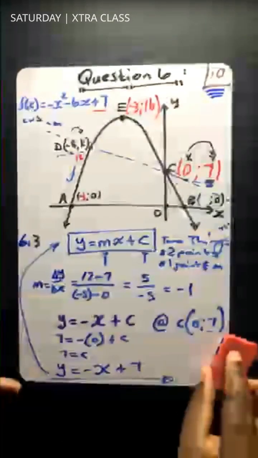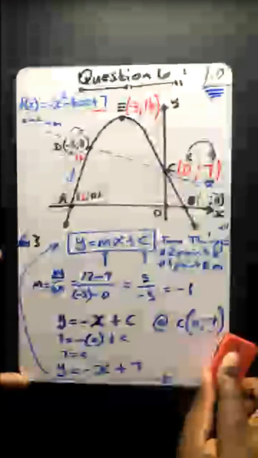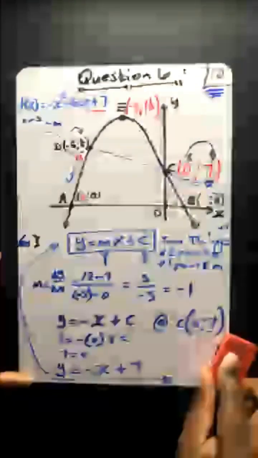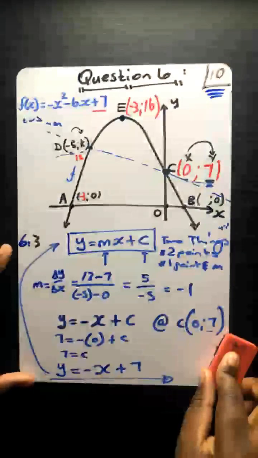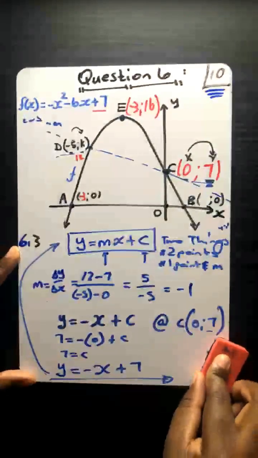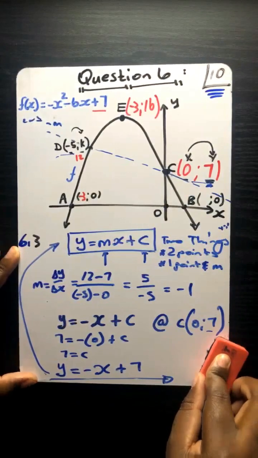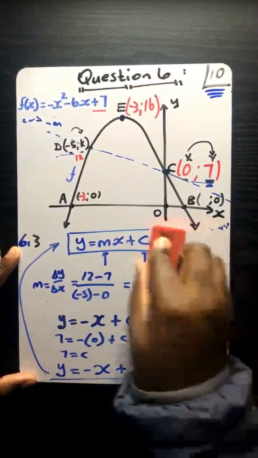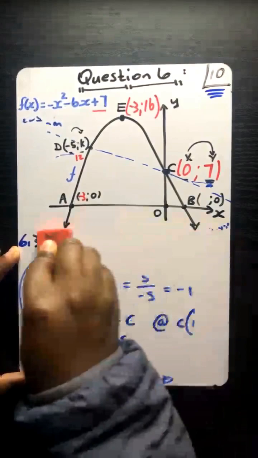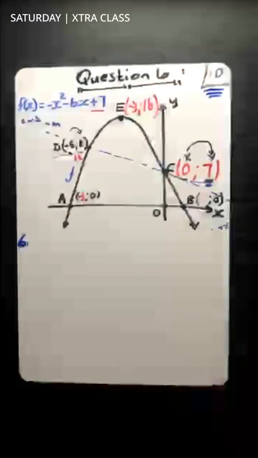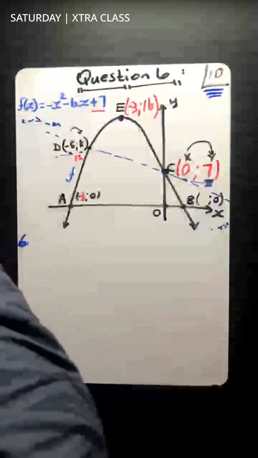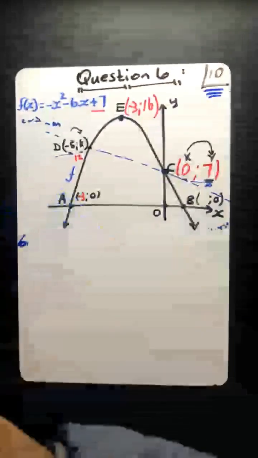So let's see, 6.4. What am I going to do now? I think I might need to remove all of these. And then we look at 6.4. What are they saying there at 6.4? A tangent parallel to CD.